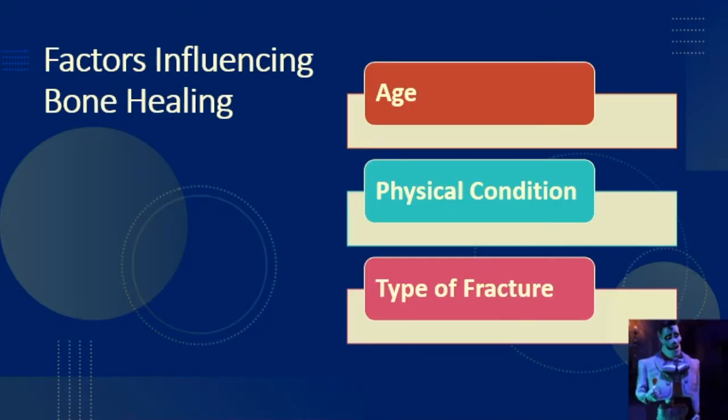So what are the factors influencing bone healing? Age. The higher the age, the longer the bone healing process will take. Physical condition. If your patient has complications related to the fracture or even comorbidities, the healing process would be longer. The more complicated the fracture is, the longer the healing process will be.